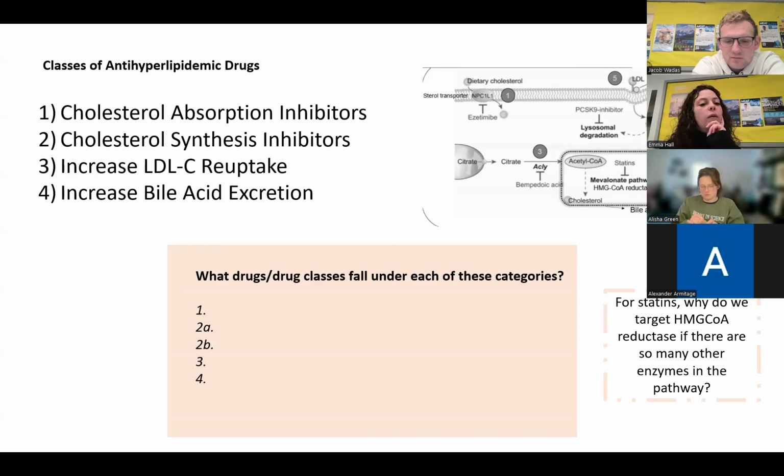And then for our fourth one, we have the ones that increase bile acid excretion. So this is going to be our bile acid sequestrants. Again, we don't really see these as much in practice, but it's important to know their mechanism.